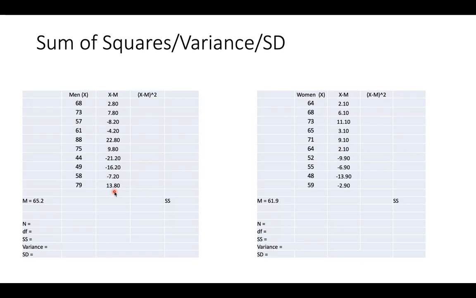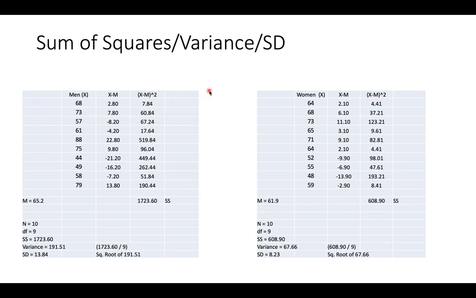Once we have our difference scores, we take each difference score and we square it. That's x minus M to the second, right? So the difference score squared, 2.8 times 2.8 is 7.84. 22.8 times 22.8 is 519.84.